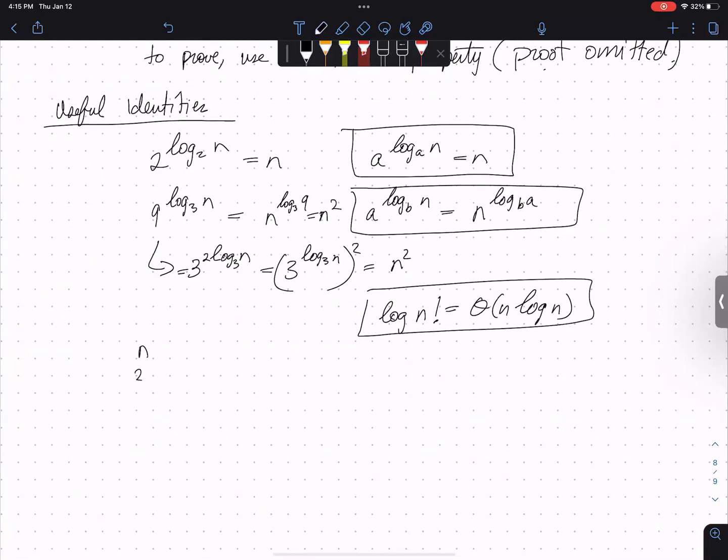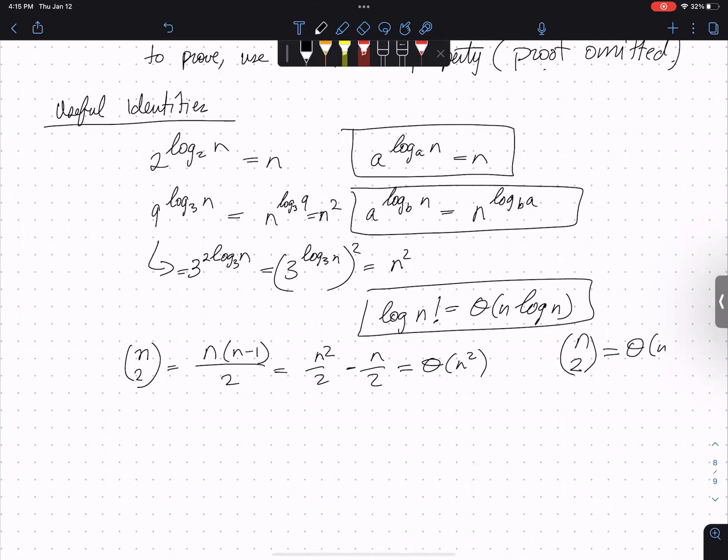We might see n choose 2, for example. Now, n choose 2, remember, is n times n minus 1 over 2. This is n squared over 2 minus n over 2. This is a polynomial, folks. Polynomial of degree 2, theta n squared. It just has non-integer coefficients, which is totally fine. So the property is n choose 2 is equal to theta n squared.